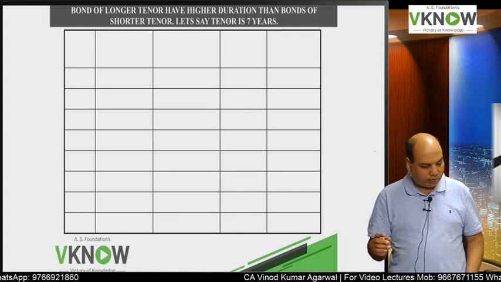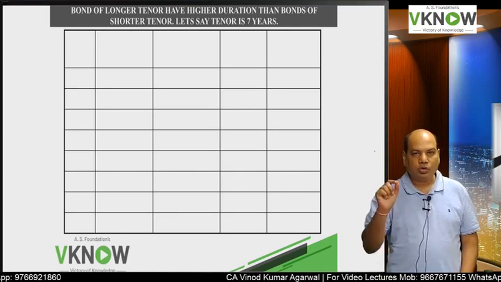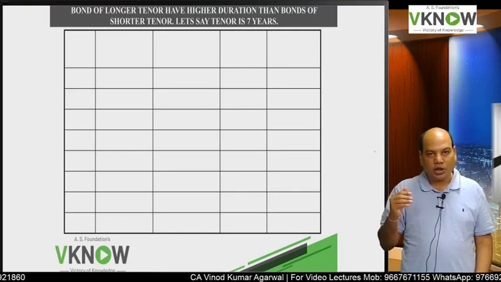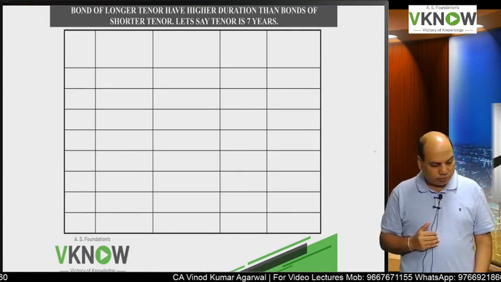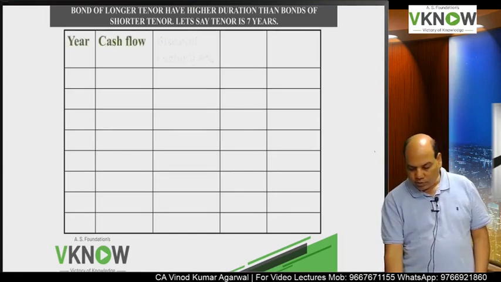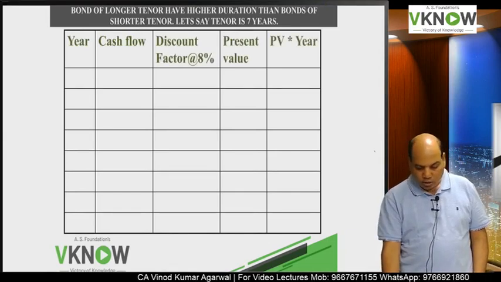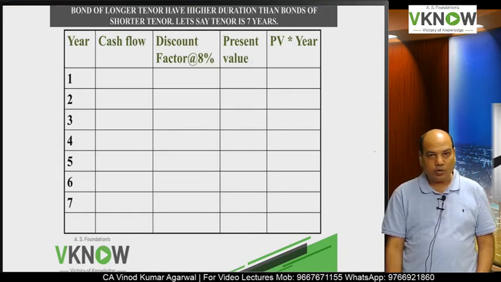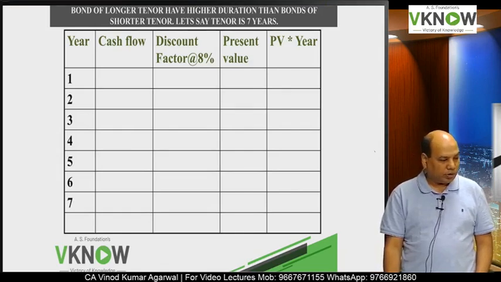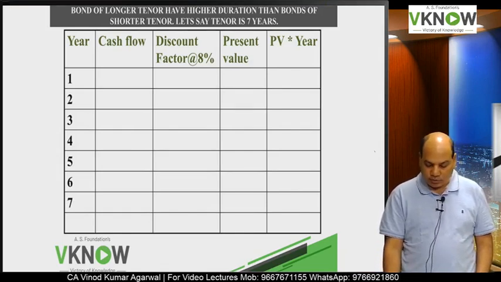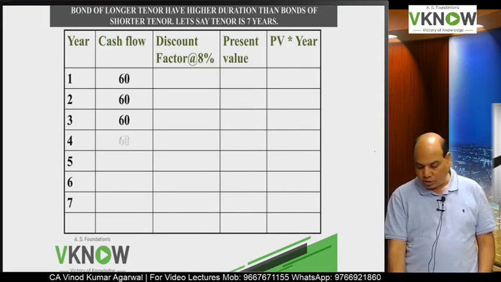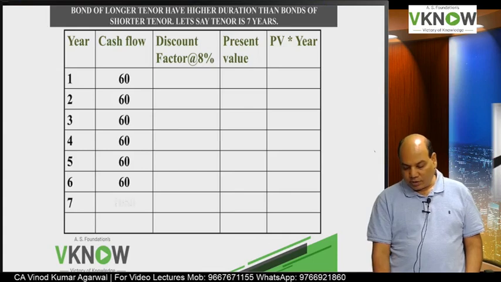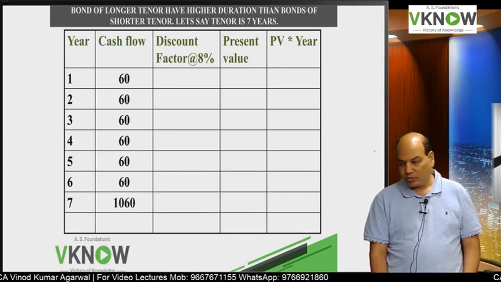Let us check. Those who have the book or who have got the printout of the notes can write there only. I have given you the format. So first 5 columns are same. Then you write down year. It is a 7-year bond. I have changed the question from 5-year to 7-year. Cash flow will be 60 rupees for first 6 years and last year will be 1060.